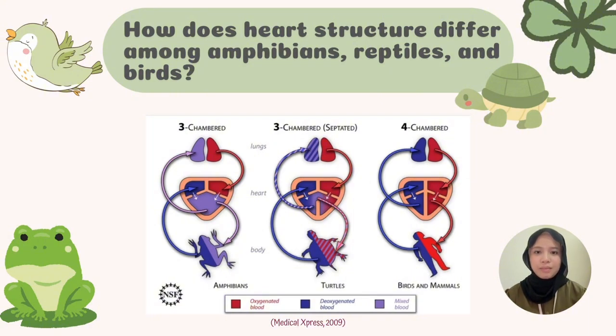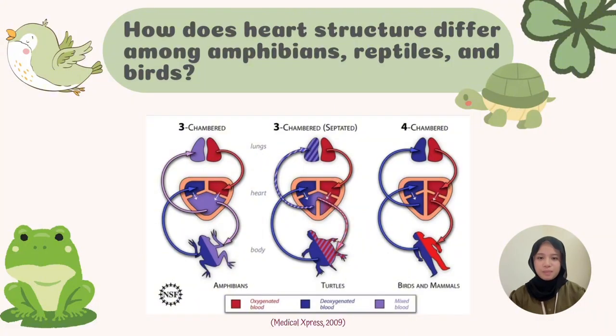Reptiles show an intermediate heart structure between amphibians and birds. Most reptiles have a three-chamber heart consisting of two atria and one ventricle, where oxygenated and deoxygenated blood can partially mix. An important exception is crocodiles, which possess a four-chamber heart with completely separated ventricles, allowing fully efficient circulation. This arrangement of crocodilian hearts makes them similar to birds and mammals, supporting higher metabolic efficiency compared to other reptiles.